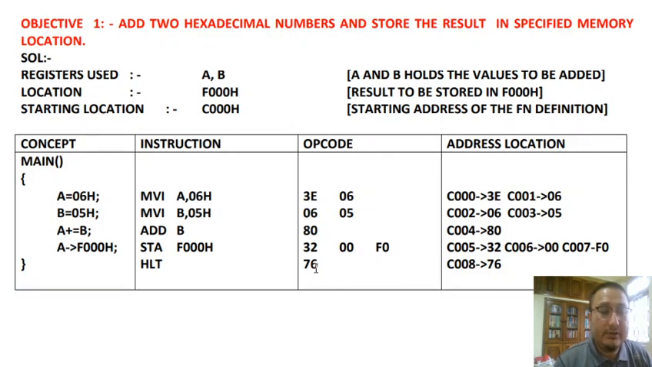Again, I'll repeat it. I've initialized A to 06H. I've initialized B to 05H. Then I've added the content of B to A and stored the result in A, and then I move the content of A to F000H.